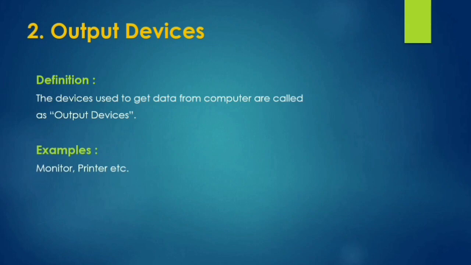Now coming to the second category, output devices. Just see the definition. The devices used to get data from a computer are called as output devices. Okay, the computer uses these devices to give the data. Example, monitor, printer and many. Now we are going to see the output devices and their importance.